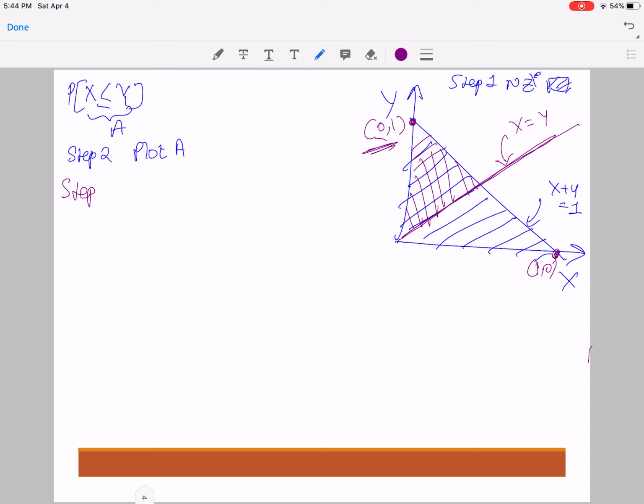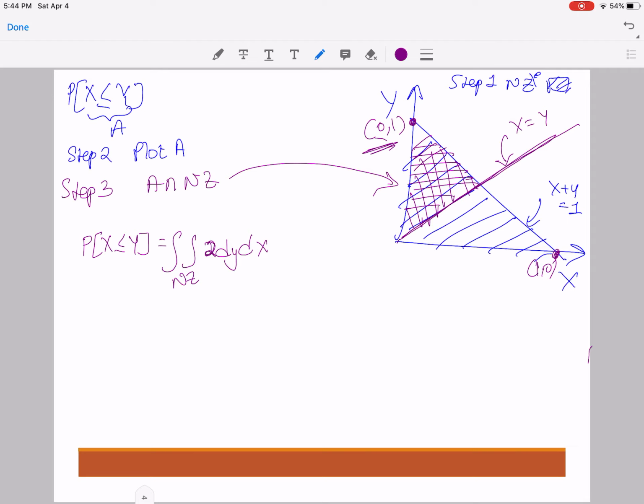So step 3 is to plot the intersection between NZ and A. The maroon shaded area that I just shaded is your NZ intersection A. Now this intersection is going to help me find the limits of double integration. So to find the probability that x is less than or equal to y, I need to evaluate the double integral of 2, which is the joint PDF, with respect to y, then with respect to x, over the region of non-zero probability. So I will identify the limits of integration for this shaded region.